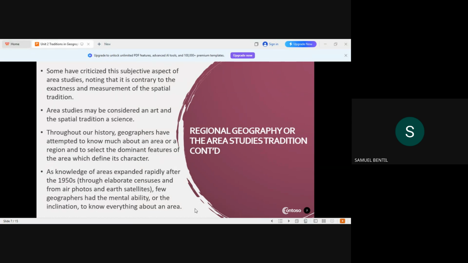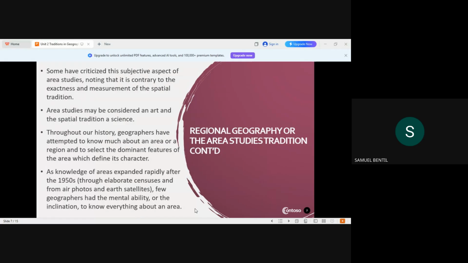Now, some have criticized the regional geographers' subjective approach to area studies, because they look at what is unique to an area as compared to another, which is more subjective, unlike objective approaches where you use one methodology, one scenario to study both. Their criticism is that it is contrary to the exactness and measurement of the spatial tradition. So area studies may be considered as an art and the spatial tradition as a science, because anytime there's subjectivity, then you are going into the zone of the arts. The spatial tradition, which is the science, means that there is some scientific system, approach, or model that is used to study.